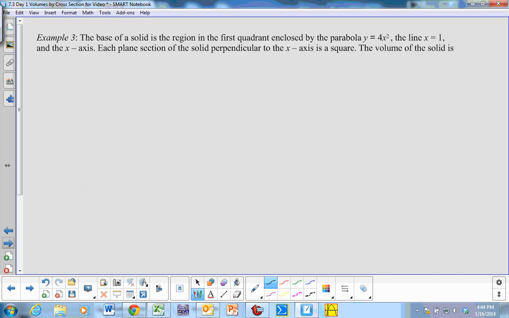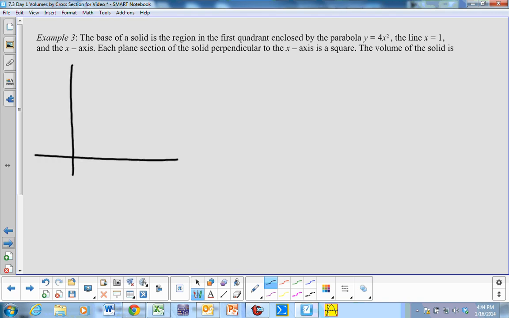Okay, so let's look at an example, and I'll do the best I can to draw this, and on your paper you have some multiple choice. And so we'll practice a little bit of that and how we want to be careful before we choose that answer. So here, the base of the solid is the region that's enclosed by the parabola, the line x equals 1, and the x-axis. So first let's draw it just your normal direction.